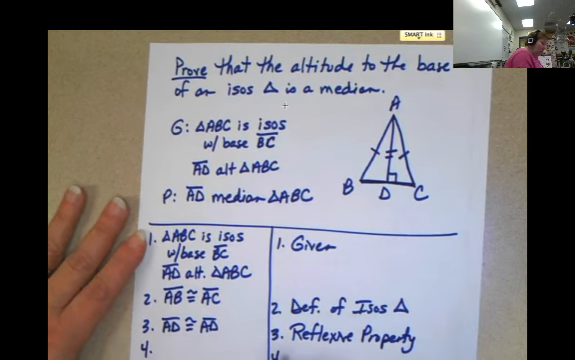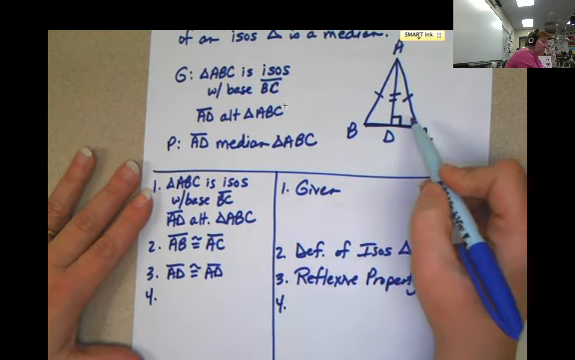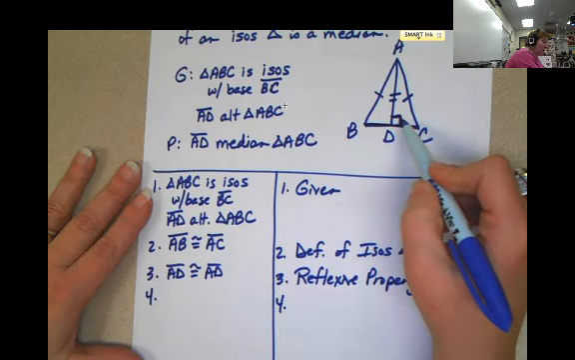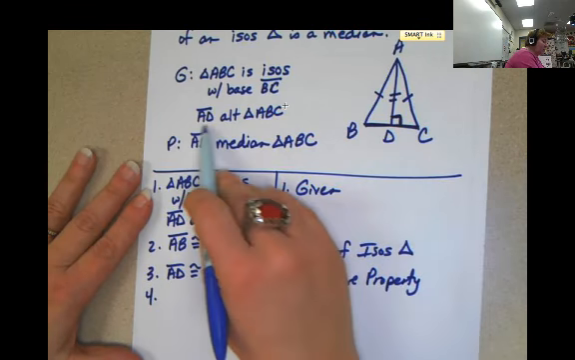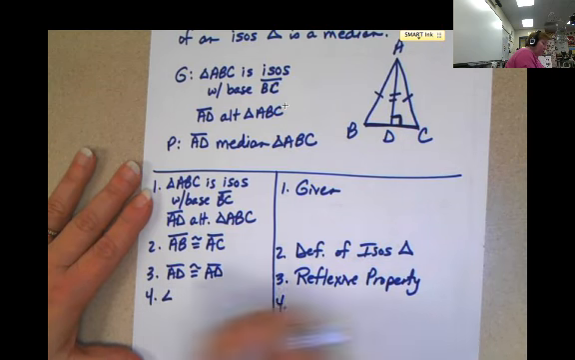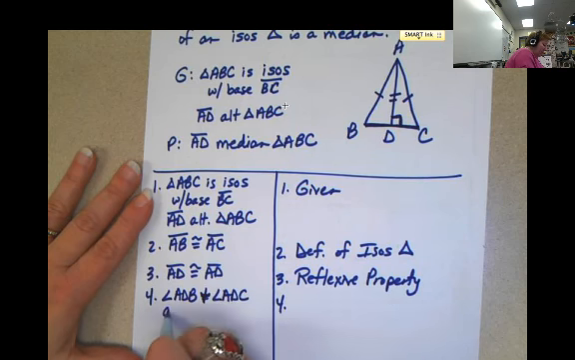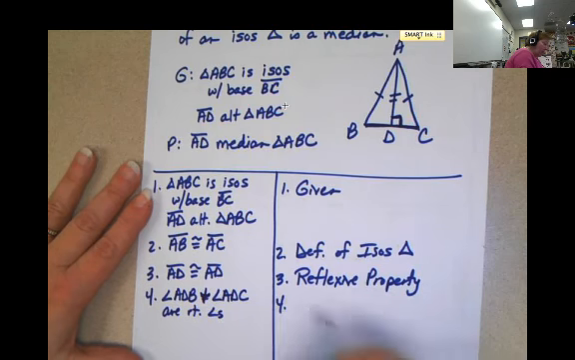And then I have the tick mark here to help me visually, but I haven't said right angles. And so just because it says altitude doesn't mean I have right angles. It does mean that I can say right angles. So I'm going to say angle ADB and angle ADC are right angles. And that would be by, and this is new, by definition of an altitude.